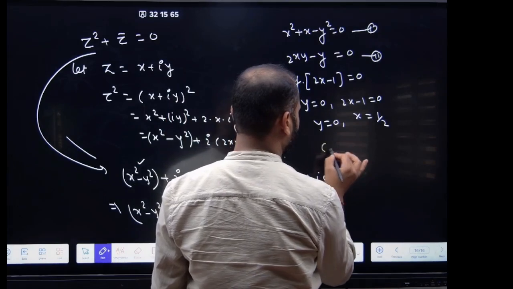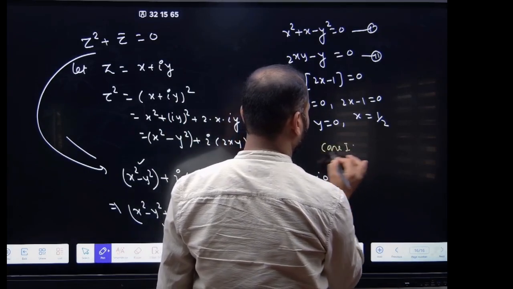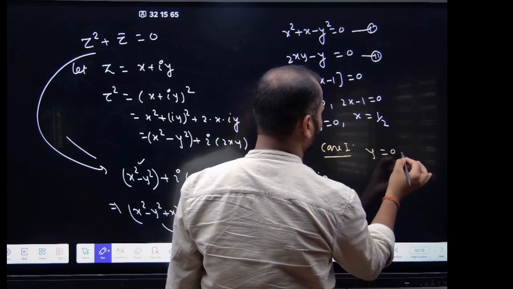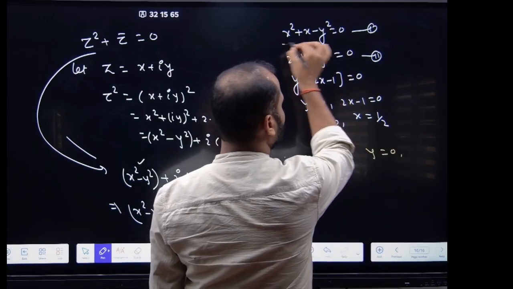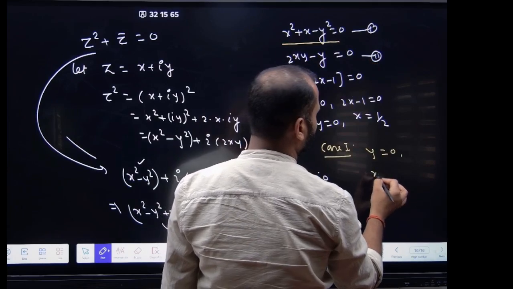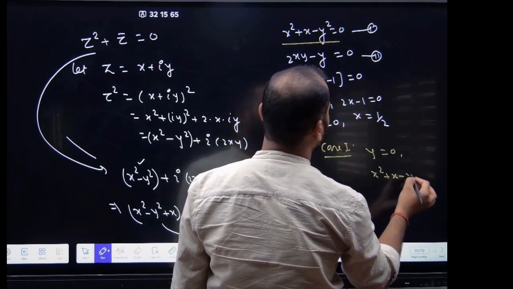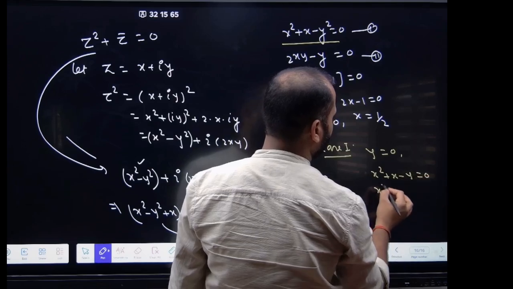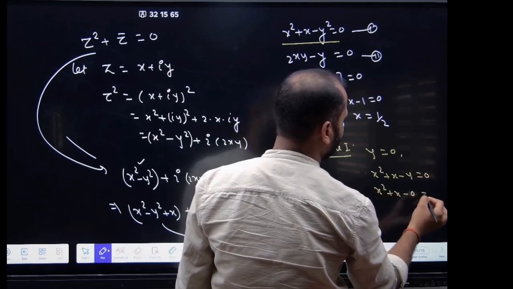Now two cases there. Case 1, let y is 0. Corresponding to that, what will be x? x you will get from here. x square plus x minus y is equal to 0. x square plus x minus 0 is equal to 0.